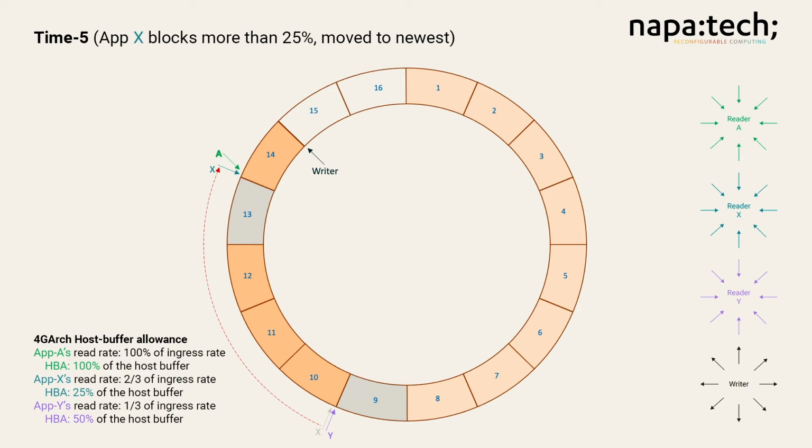Application Y has also only reached segment 10 and is therefore blocking the same 5 segments as application X. But since application Y is allowed to block 50%, it will get the expected pointer to segment 10. Application A continues to follow close after the writer.